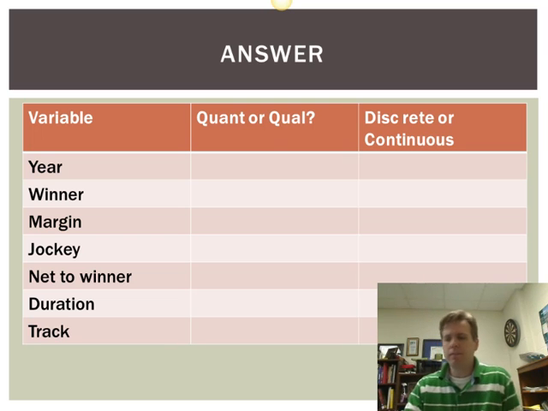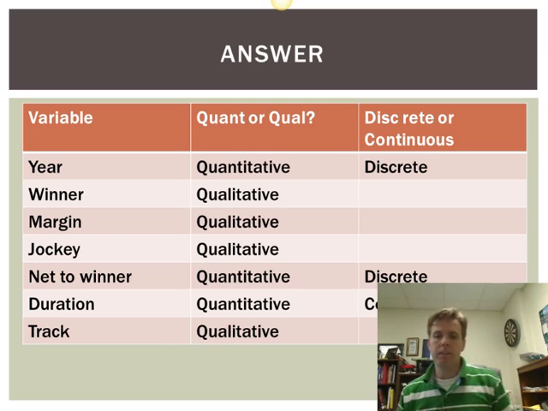Welcome back. I know you paused it. I know you did. So let's go ahead and reveal the answers here. Does that make sense? Jockey, qualitative. The net to winner is quantitative. We're talking about the amount of money that's given to the winner. The duration, how long it actually took, is going to be quantitative. And the track condition is qualitative.